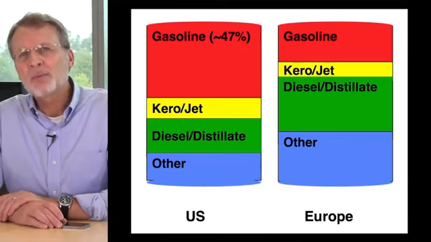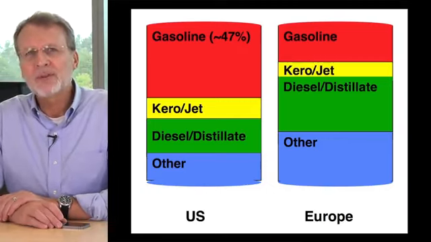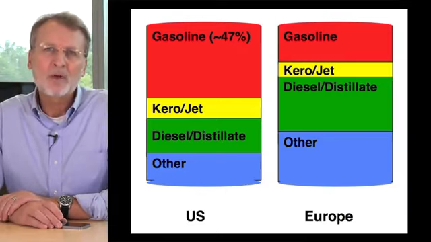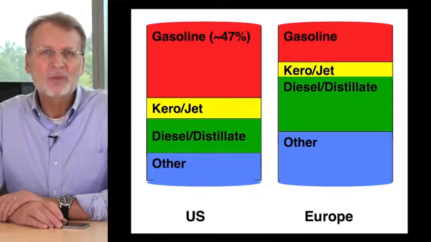Hence, refinery output targeted for the U.S. will attempt to maximize the amount of gasoline that can be produced from a barrel of oil, such as shown on the left, while output targeted for the European Union will seek to maximize diesel production from the same barrel, such as shown on the right.